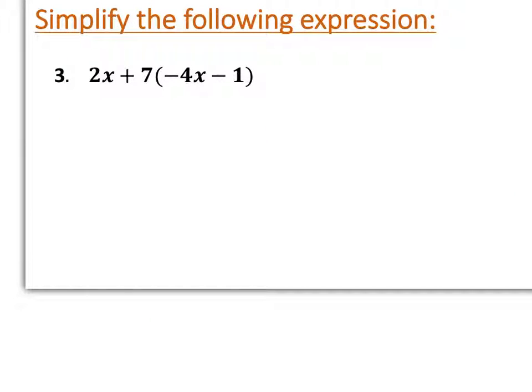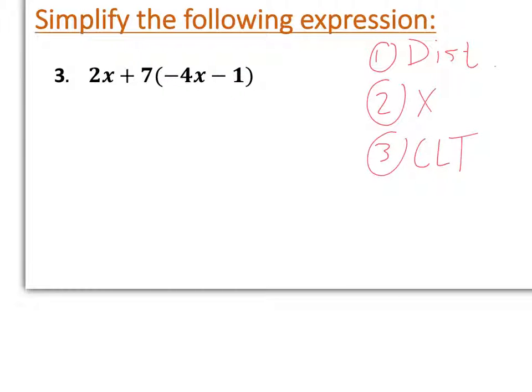Here's the next one I'd like you to do. So again, while you're writing this down, I just want to write our steps. We're distributing. We're multiplying. And then we're combining our like terms. So the number that I'm distributing in this problem, it's the number right in front of the parentheses. It's that 7 right here. That's what I'm distributing. I can't do anything with the 2x right now, so I'm just going to write them.